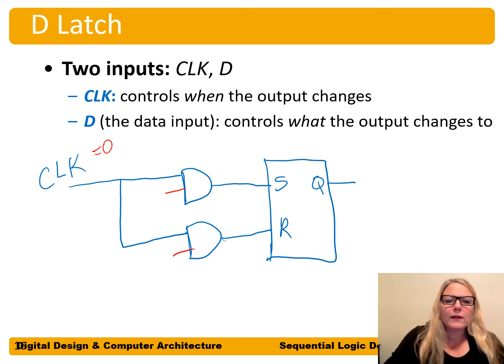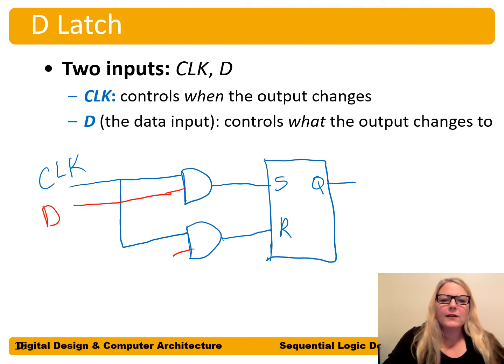So now let's see what we put on the other input of those AND gates. So now we have D, this data input that goes into this top AND gate. So D, our data or our value that we want to store into that state element, into this D latch. And we put D bar into the other AND gate that feeds to R. And so here we have our D latch.